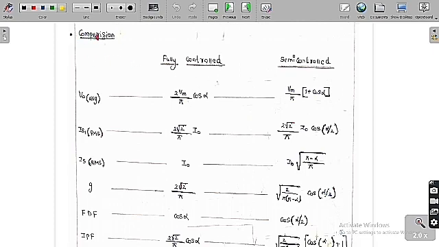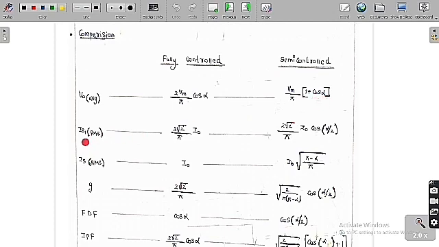So now we are going to do the comparison of the fully controlled converter and the semi-controlled converter, or semi-converter. The average value of the output voltage for the fully controlled one is 2 Vm by pi cos alpha, whereas for the semi-converter it is Vm by pi into (1 plus cos alpha).